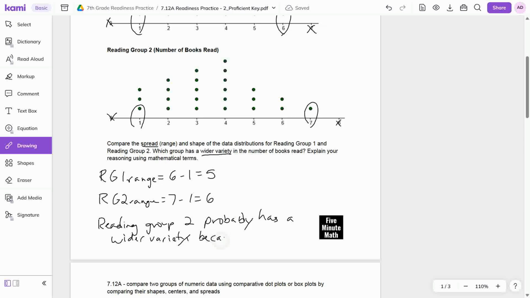Now, we don't necessarily know what types of books they read. That's not included in the data. But we can say they have a larger range, which means they probably have more. All right, so that's going to be our answer there. Because 6 is greater than 5, that's simply all we're looking at. We're looking at which range is greater, and that first one is complete.